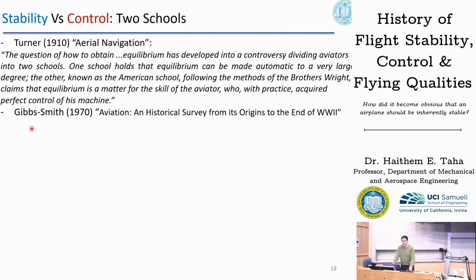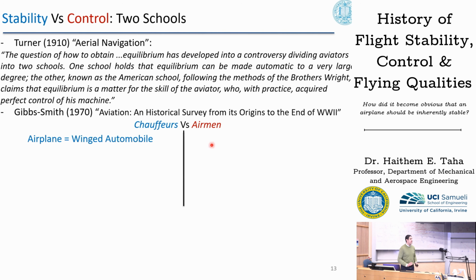In the words of Gibbs-Smith, an aviation historian who wrote an interesting book, Aviation: An Historical Survey from its Origins to the End of World War II, he described the proponents of the first school, the stability school, as chauffeurs, and the proponents of the second school as airmen. To chauffeurs, the airplane is simply a winged automobile. The pilot's role is only confined to steering, guidance, but not to stabilizing the aircraft. The aircraft should be stable on its own.